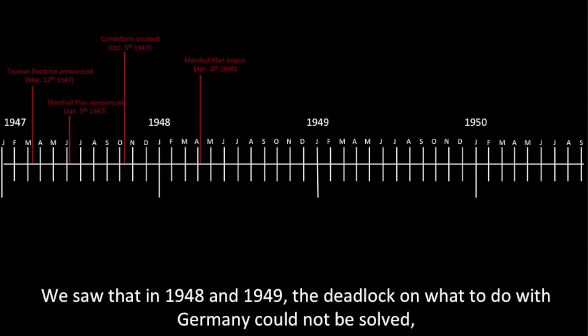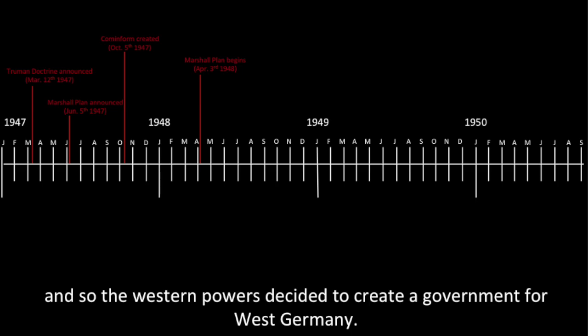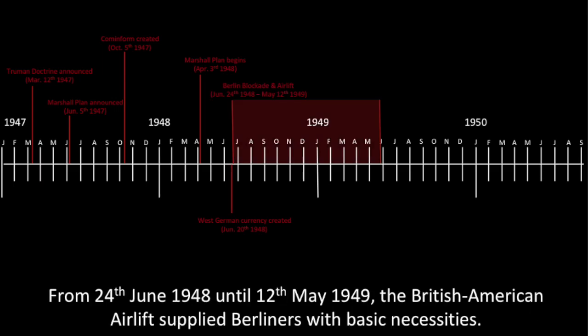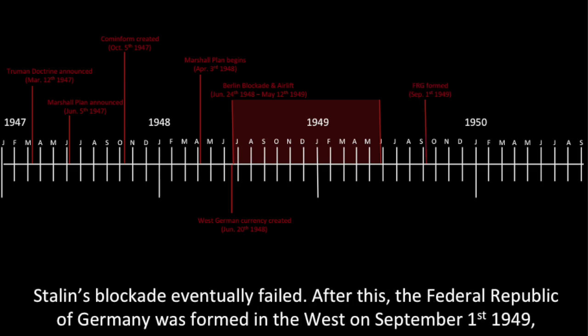We saw that in 1948 and 1949, the deadlock on what to do with Germany could not be solved, and so the Western powers decided to create a government for West Germany. The decision to adopt a new West German currency on June 20, 1948 angered Stalin, who imposed a blockade on Berlin. From the 24th of June 1948 until 12th of May 1949, the British-American Berlin airlift supplied Berliners with basic necessities. Stalin's blockade eventually failed.